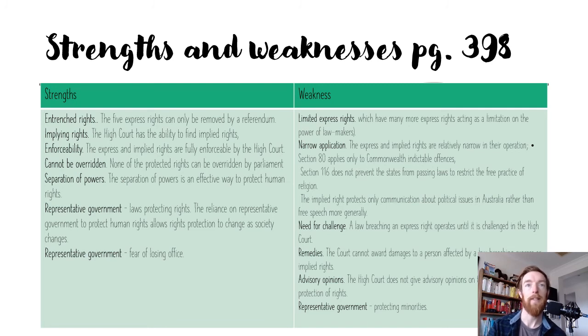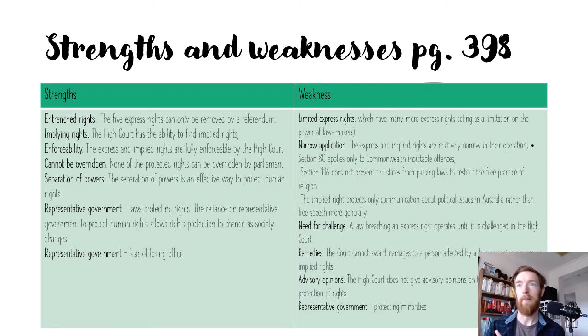The separation of powers is an effective way to protect human rights because it means that one particular party doesn't have too much power over the people. Representative government is great because it means that the rights should reflect what the community wants, because they vote in someone and that person creates those laws. And because they fear losing office, they're going to do what the public wants.